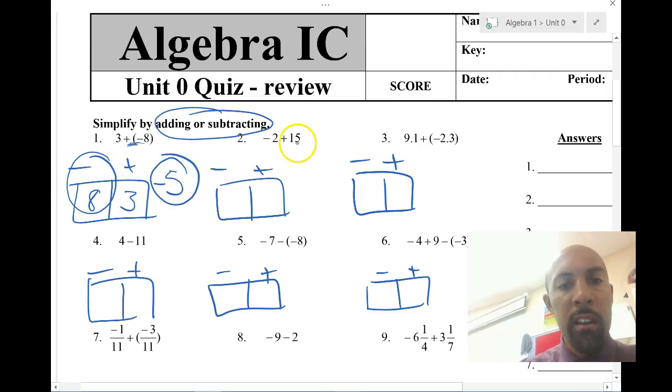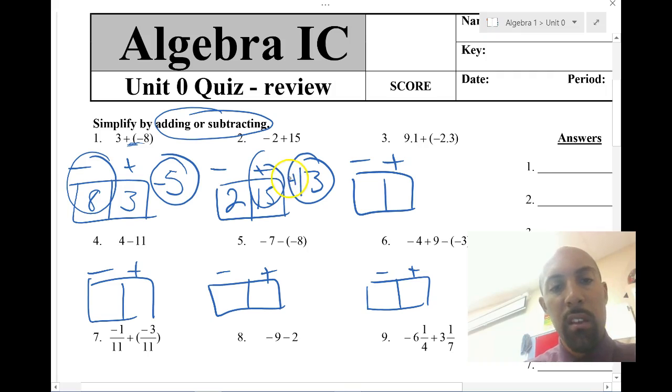Okay, now the next one, same thing. 2 is minus, it goes here. 15 is plus, or positive, it goes here. Different boxes. Okay, 15 minus 2 is 13. And then the bigger box is 15, so now it's going to be plus. You can write plus, but then when you write your answer, don't write plus over here.